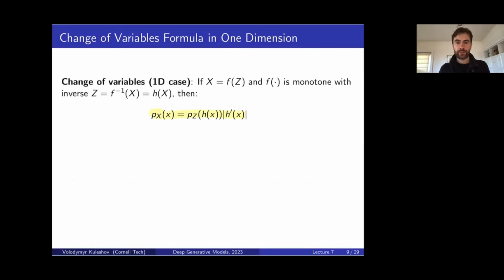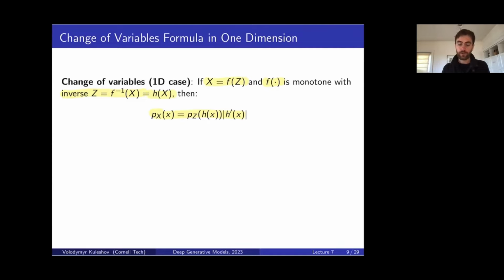probability theory and calculus. And what it says here is that if we have a transformation from z to x that's given to us by a function f that is invertible and has an inverse f minus 1, and let's call this inverse h. So h is the inverse of f.